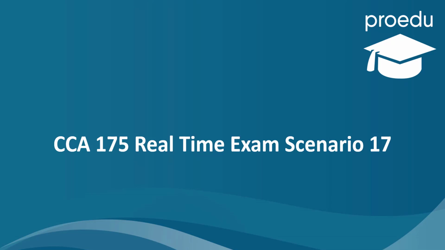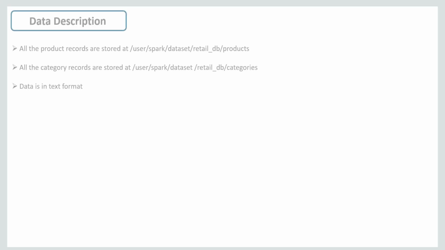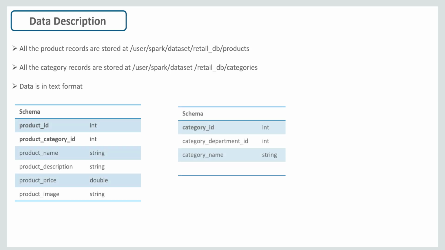Hi all, in this lecture we will talk about CCA 175 Real-Time Exam Scenario 17. Let's see the data description. All the product records are stored at user spark dataset retail_db products, and all the category records are stored at user spark dataset retail_db categories. Data is in text format. Schema for product and category is also provided.